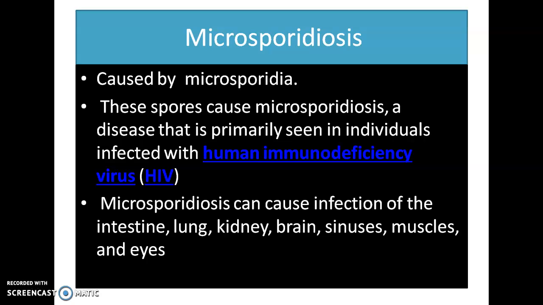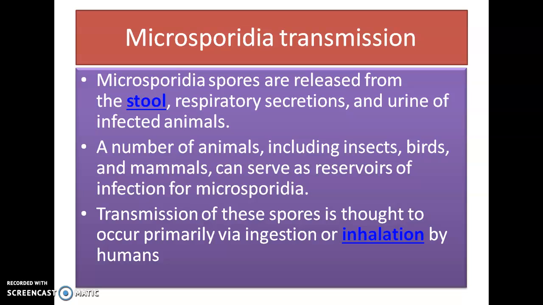Then comes microsporidiasis. This is another protozoan disease which is caused by the microorganism Microsporidia. These spores are able to cause microsporidiasis, a disease primarily seen in individuals infected with HIV, meaning those individuals who have AIDS have the spores of this organism. Microsporidiosis can cause infections of the intestine, lung, kidney, brain, sinuses, muscles as well as eyes. How is it getting transmitted? This is mainly transmitted from the stool of the affected person or the respiratory secretions and urine. A number of animals including insects, birds and mammals can serve as the reservoir of this microsporidia.